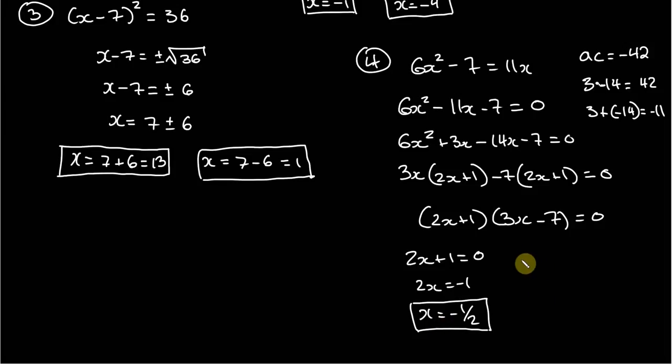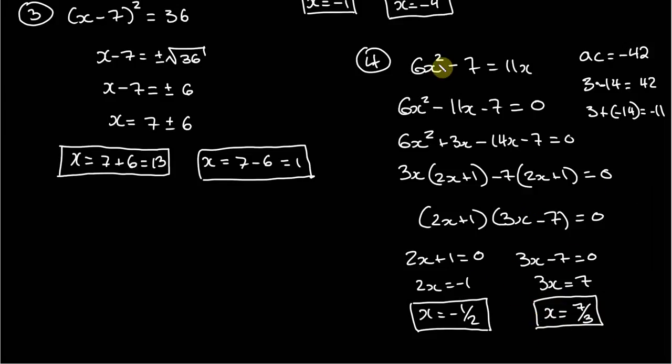One root. And here we have 3x minus 7 equals 0. So we're going to add 7 to both sides. It's going to leave us with 3x equals 7, and now we're going to divide both sides by 3. We're going to be left with x equals 7/3. Okay, and those are our two roots, or our two solutions.